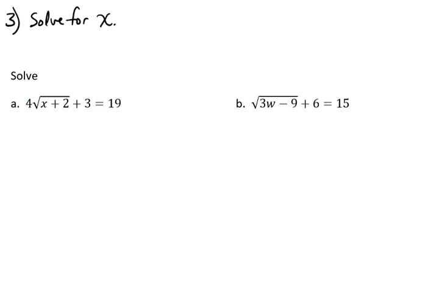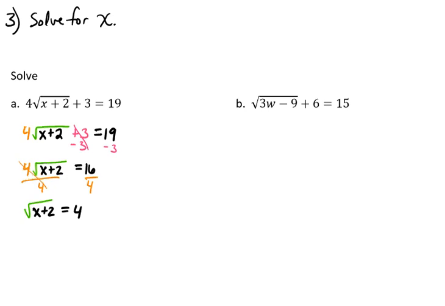In this next example, we have 4 times the square root of x plus 2, plus 3 equals 19. So we're going to begin by subtracting the 3 from both sides. That's going to give us 4 times the square root of x plus 2 equals 16. Well, the square root's still not by itself, so we're going to get rid of that 4. We're going to divide both sides by 4. So now we have the square root of x plus 2 equals 4.